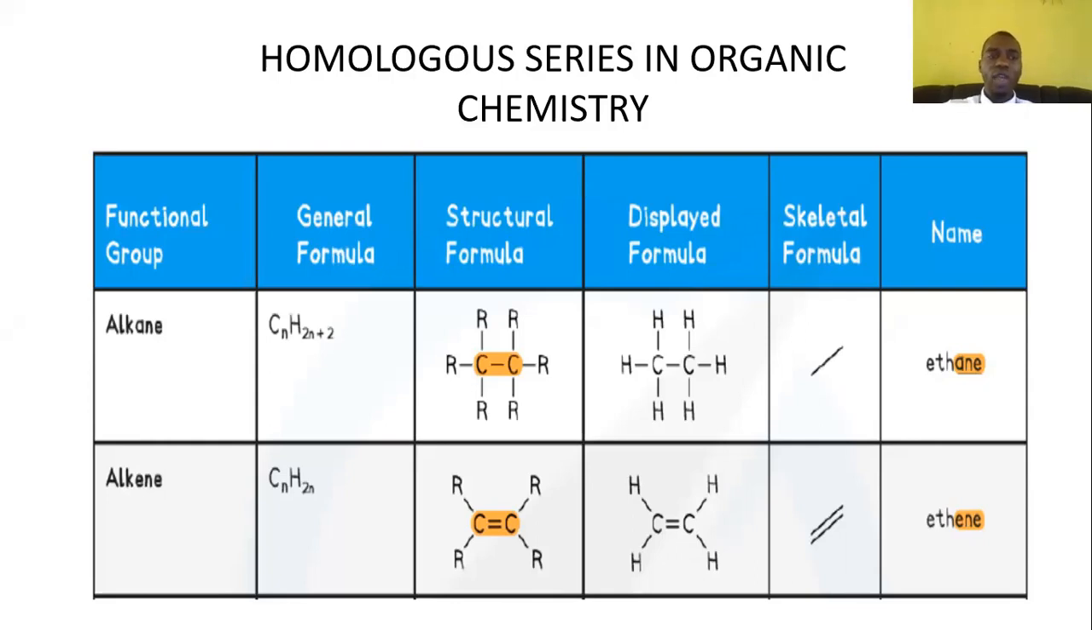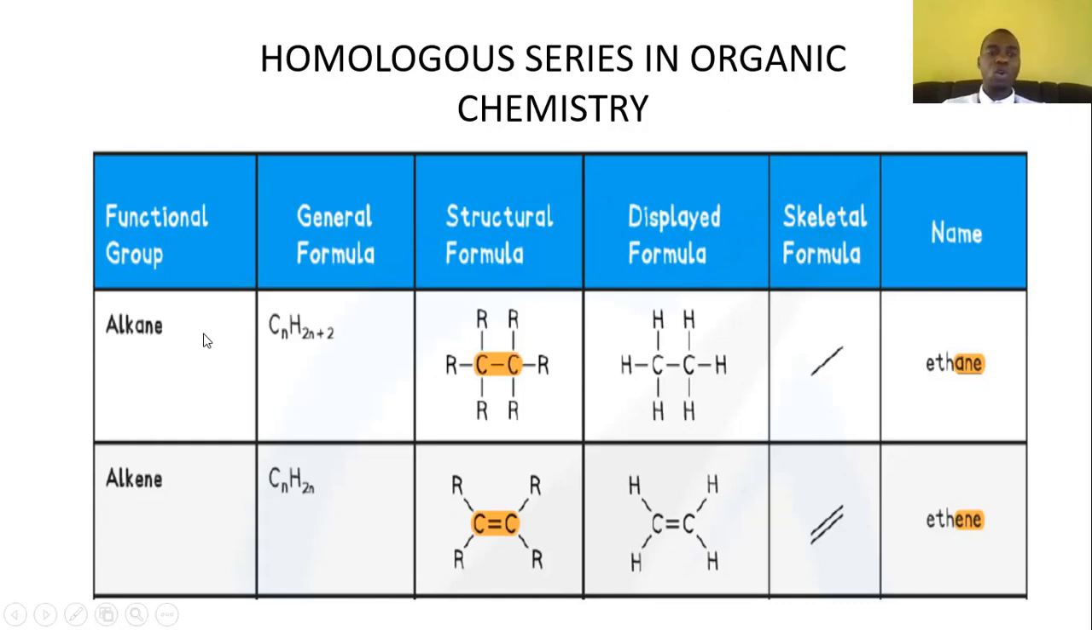Now, as you can see, there is a column for functional group right here, the first column. Then we have the second column for the general formula. Then we've got the structural formula, the displayed formula, and the skeletal formula. And finally, they give us an example of the name for that particular family. So a homologous series is a family. The first family, simplest of them all, is the Alkane family.